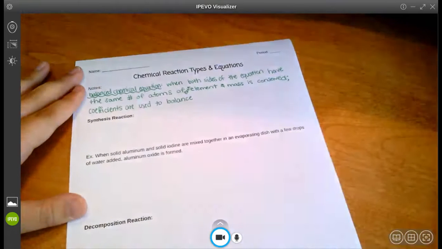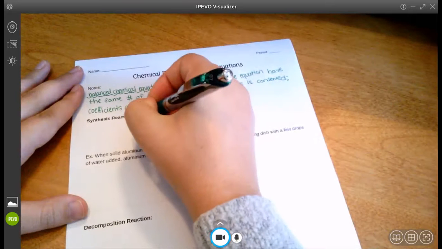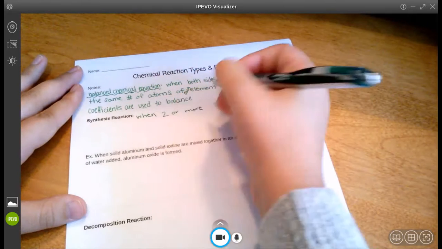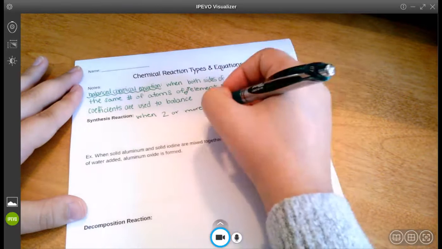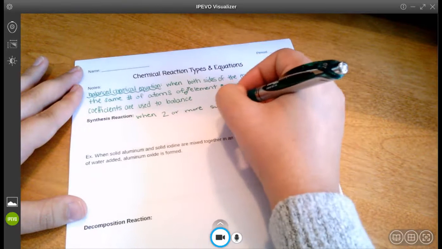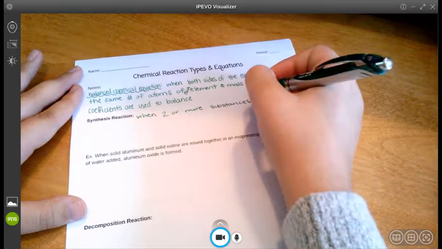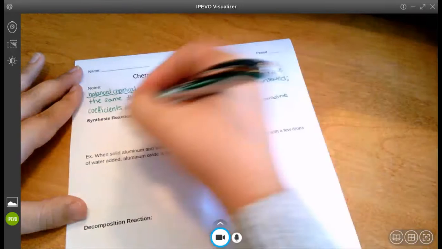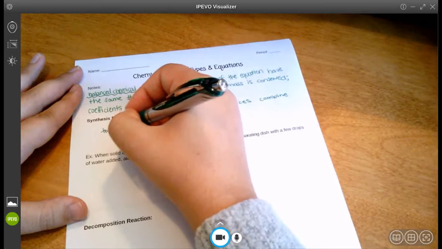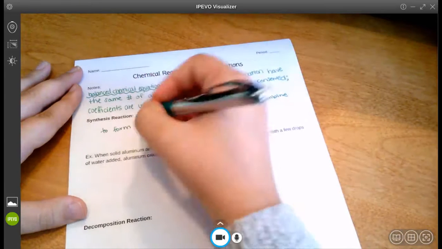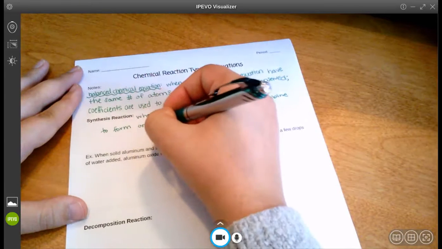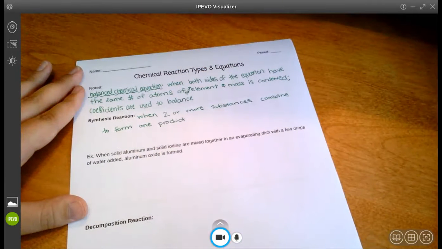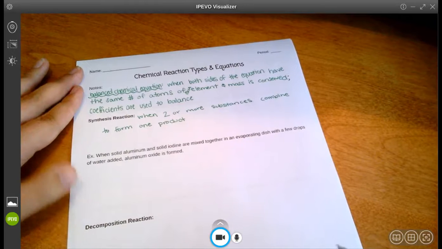A synthesis reaction is when two or more substances combine to form one product. So it's when two or more substances combine to form one product.